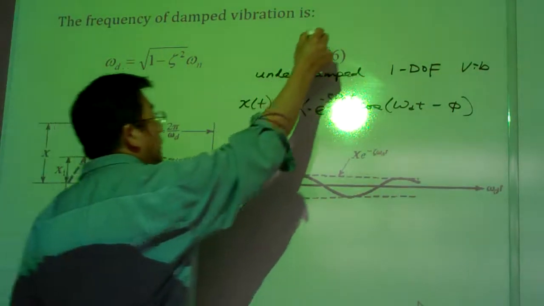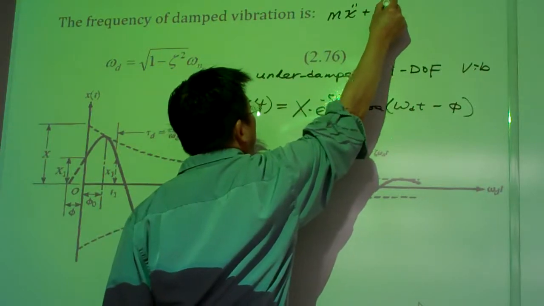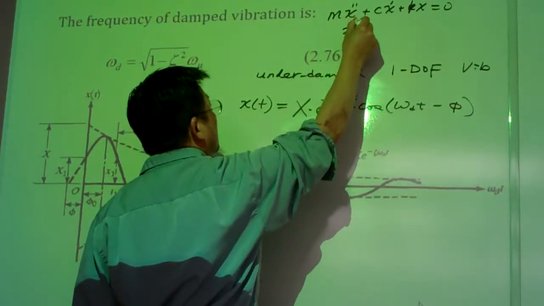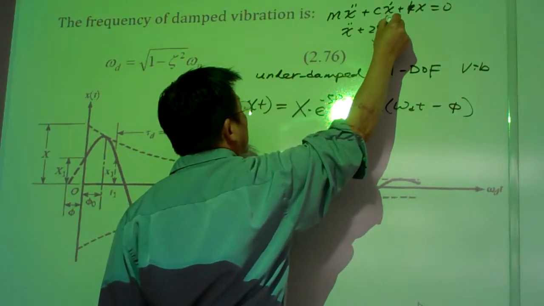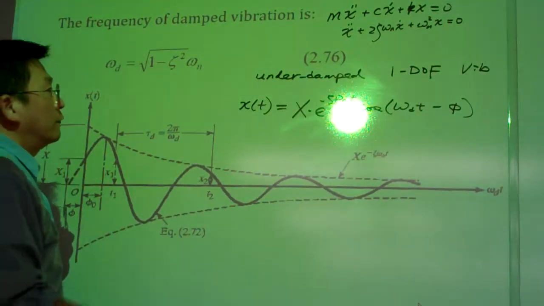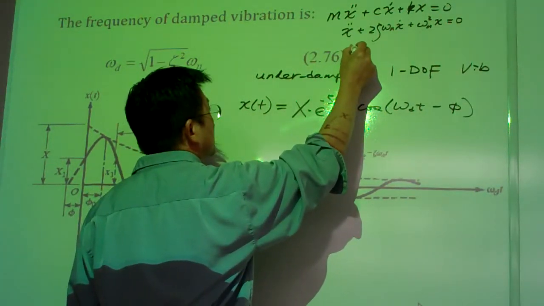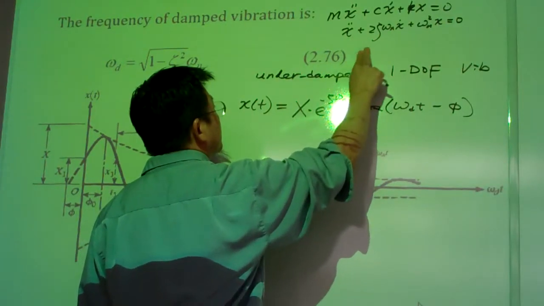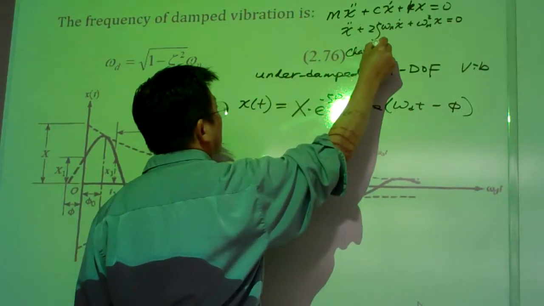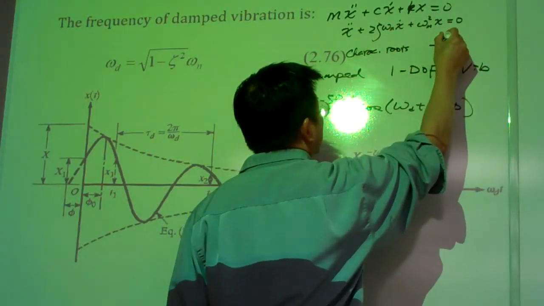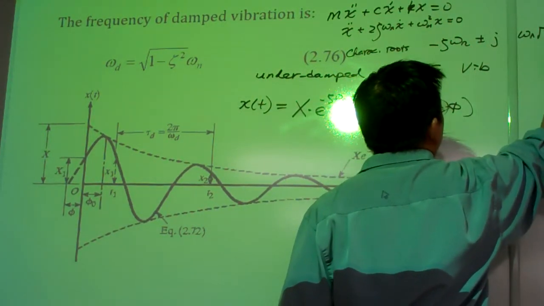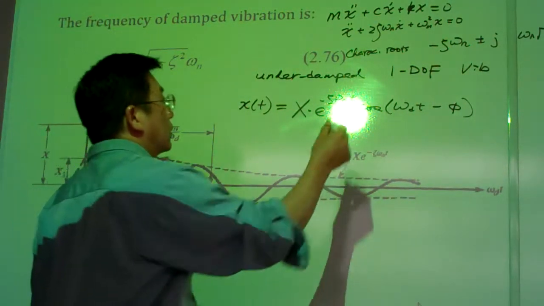In particular, when we are dealing with m x double dot plus c x dot plus k x equal to 0, or if you convert it into a standard template, for either case the characteristic root is p equals minus zeta omega n plus minus j omega n square root of 1 minus zeta squared.